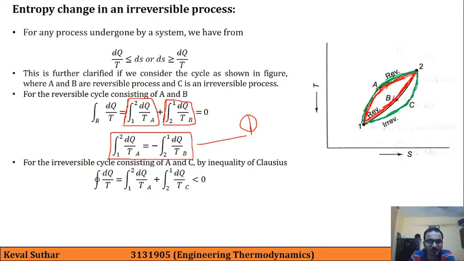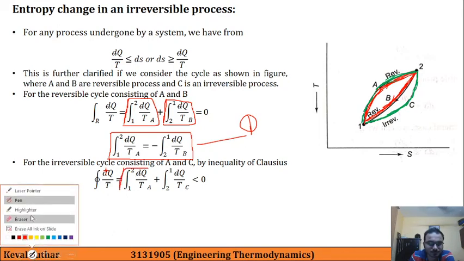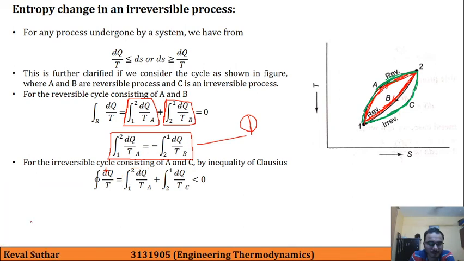And in this case, for our green cycle, which is a combination of a reversible process and an irreversible process, the cyclic integral of đQ upon T is equal to the integral 1 to 2 of đQ upon T for A, that is this, plus the integral for C. So these two processes, and it is always going to be less than 0.